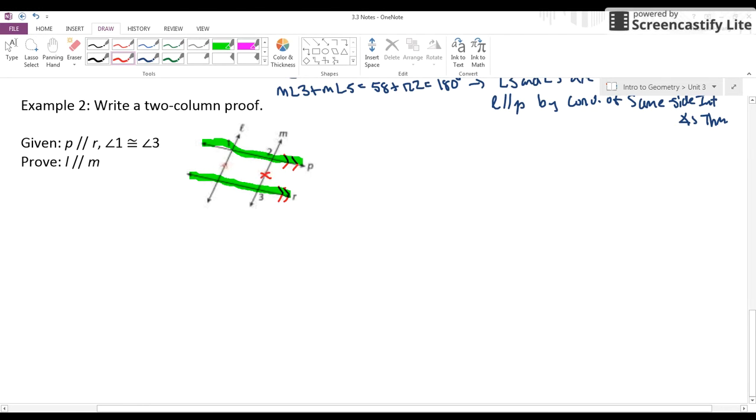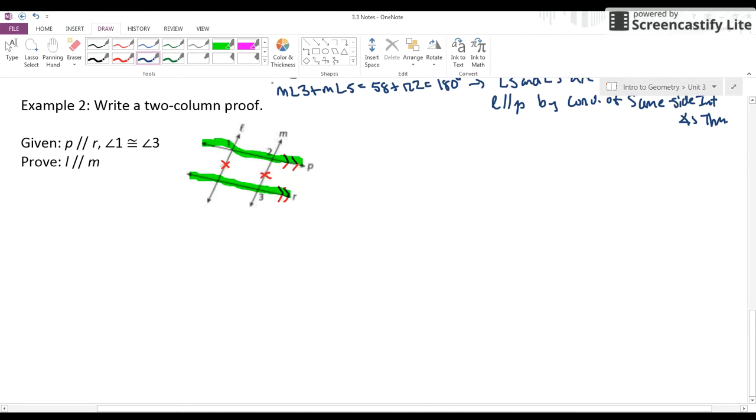So actually these aren't there. So let's just pretend they aren't there. Okay, so what we're going to do is, again, you can use either L or M as a transversal with the two green parallel lines, P and R, to try to come up with a relationship to show that L and M are parallel.